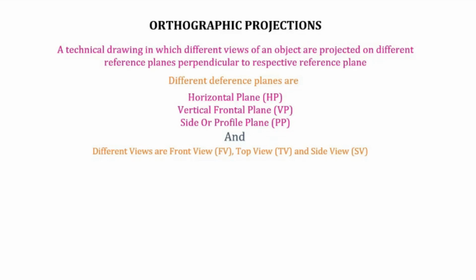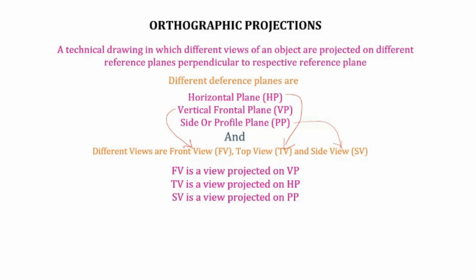So these are the three planes as well as the three views, and the relation between planes and views is something you have to remember. The horizontal plane, HP, is related to the top view. It is in the horizontal plane that you obtain the top view. And the vertical plane is related to the front view. That is, in the vertical plane we obtain the front view. And obviously there is the side view. The side view is nothing but the view that we obtain in the side or profile plane. So these are the three different planes as well as three different views.